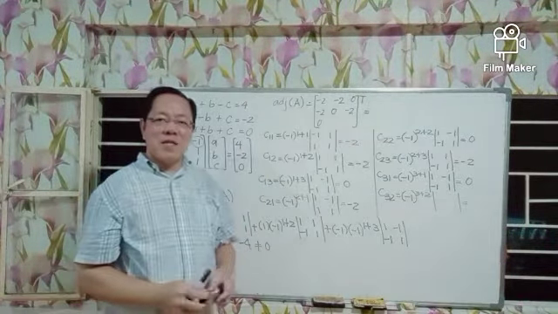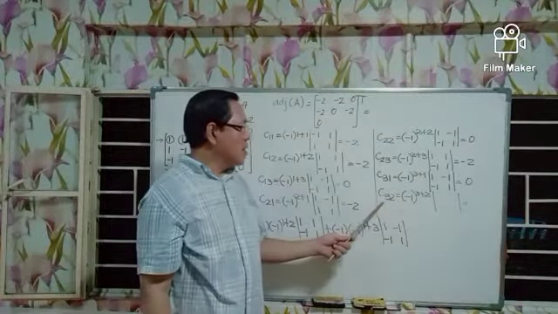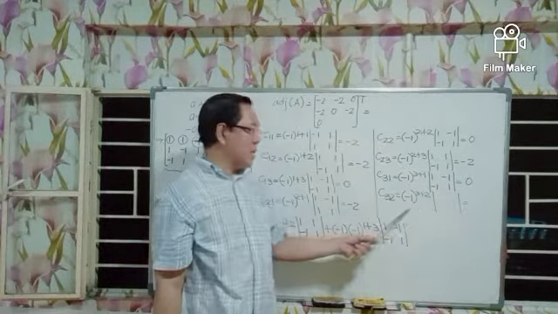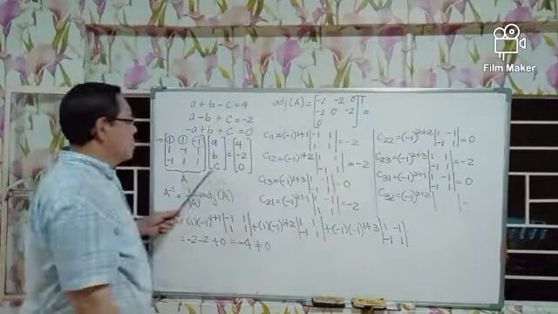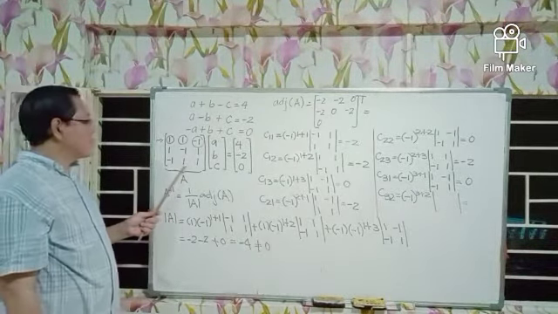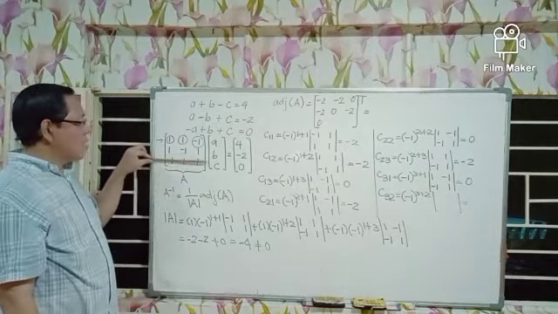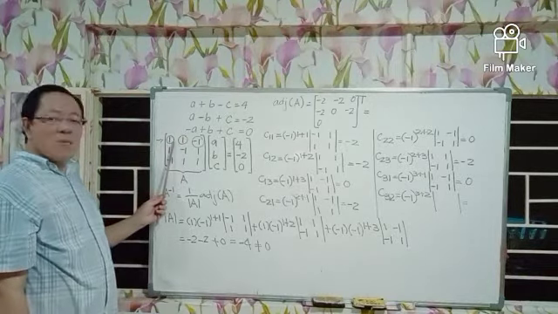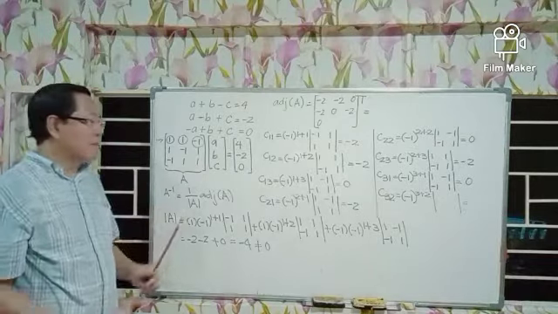The cofactor C sub 3, 2 is given by negative 1 raised to 3 plus 2 times the determinant that remains after deleting the third row and the second column. This is 3, 2, the element in the third row and second column. We delete the last row and the second column, we get 1, negative 1, 1, 1.